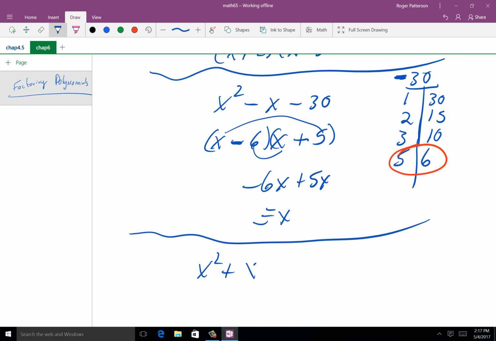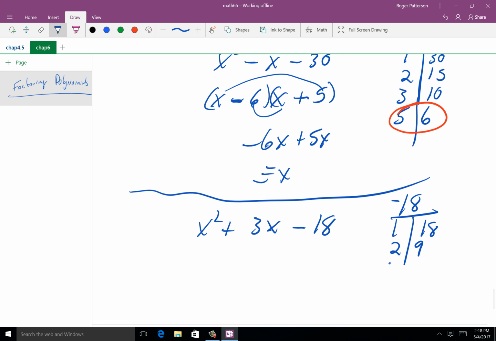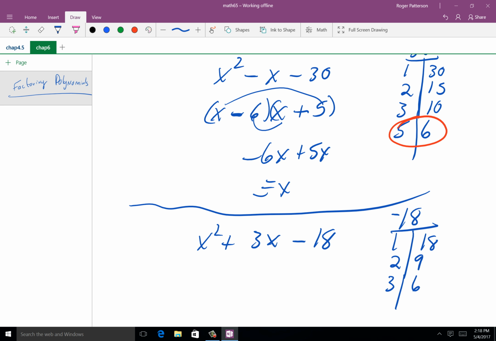Let's go with one more. Okay, this time I have x squared plus 3x minus 18. So I'm going to take 18 negative. Put down my factors. Okay, so now I need to come up with the answer. So I know I'm going to have a parenthesis, x, x. I need my factors.